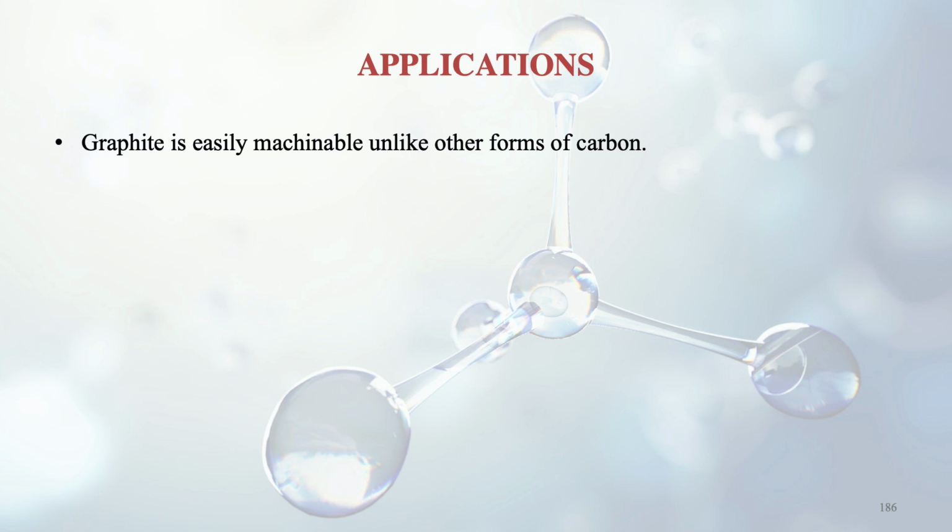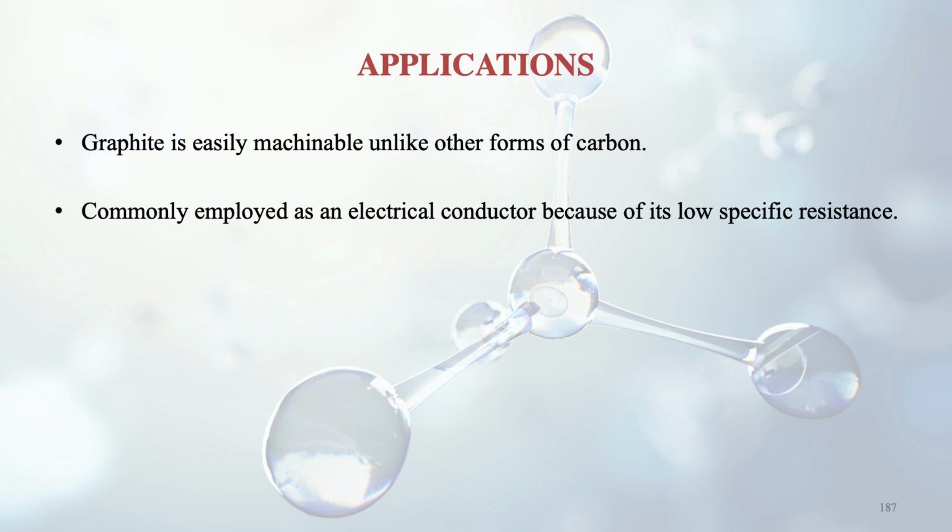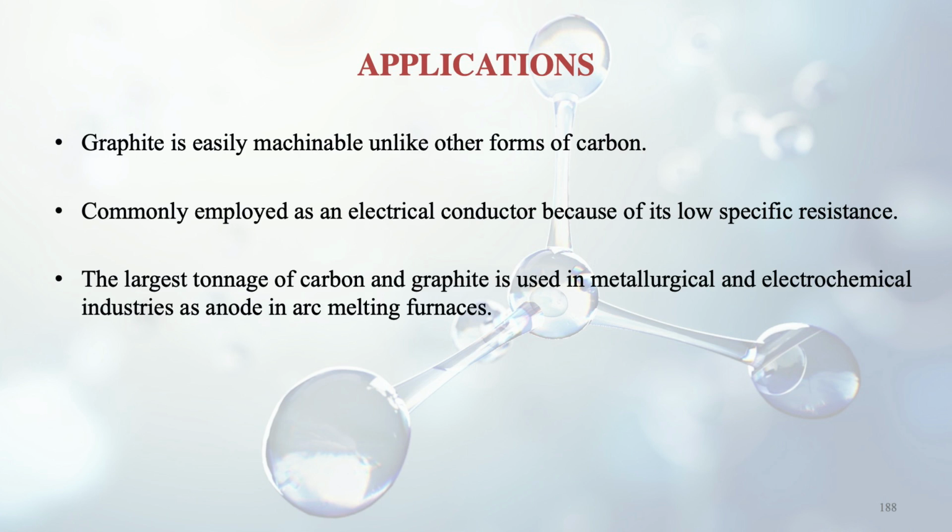Graphite can be easily machined because of its type of structure, whereas other forms of carbon are not easily machinable. And it is commonly employed as an electrical conductor also, because it has good electrical conductivity and low specific resistance. The largest tonnage of carbon and graphite is used in metallurgical and electrochemical industries. And how? They are used as anodes in arc melting furnaces.